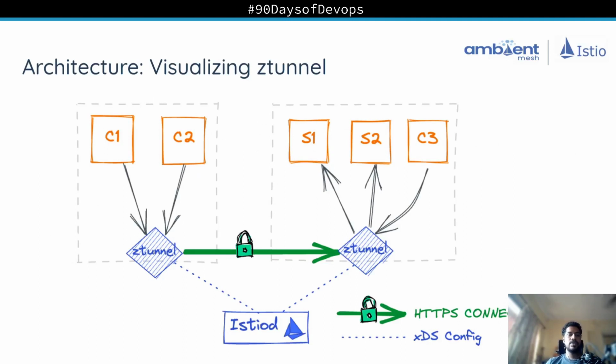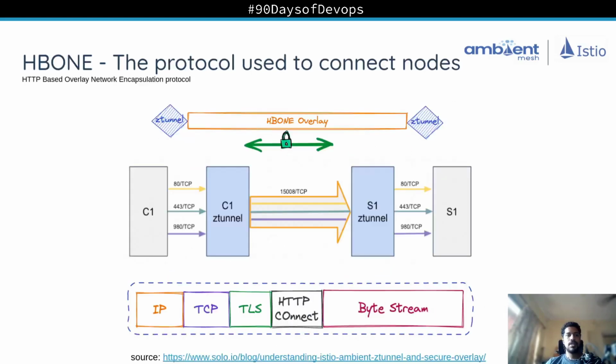This is a tunnel where you have only L3 and L4 capabilities required. So you would not have to deploy a waypoint proxy or something. And this is the protocol that is used to connect nodes called HBONE, HTTP based overlay network encapsulation. We won't be going into this much, but this is how it looks.